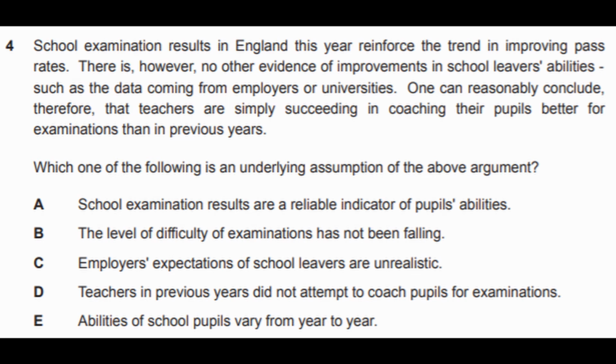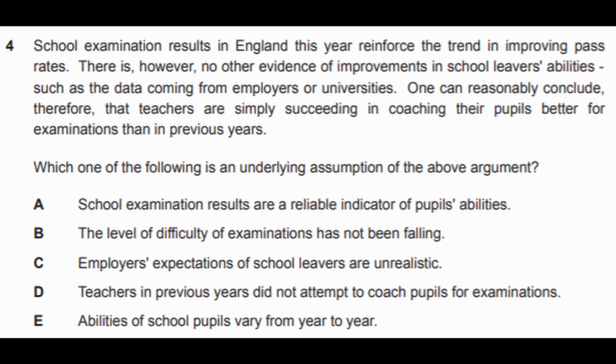And there are two premises. First, pass rates are on an improving trend, so they've been gradually improving over time, or not necessarily gradually, but improving each year. And the second premise is that there is no other evidence of improvements in students' abilities. Now, this is phrased in a slightly odd way, so it could mean two things. Either that there is no evidence available, so that employers or universities don't publish these statistics.